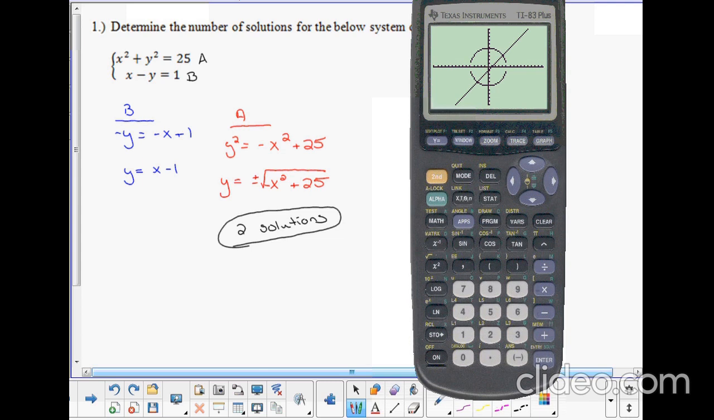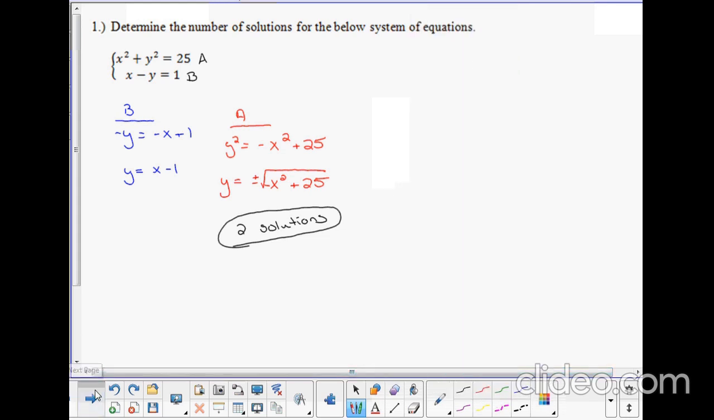Now, let's work at finding the solutions. I could find the solutions of these algebraically or graphically if I wanted to go to second, trace, intersect. Then I could find the intersection point, which would give me the solutions. We didn't have to do that in this problem, but that is an option that we have.